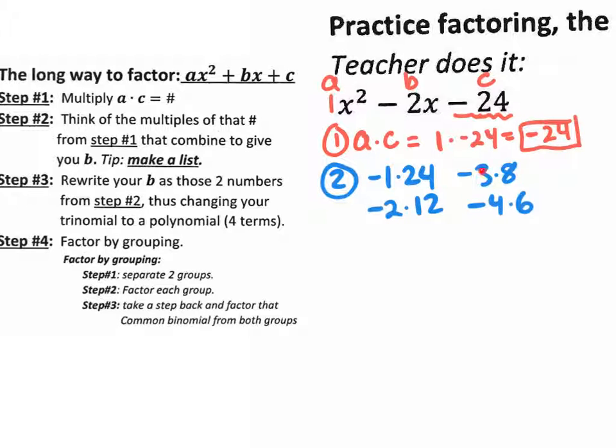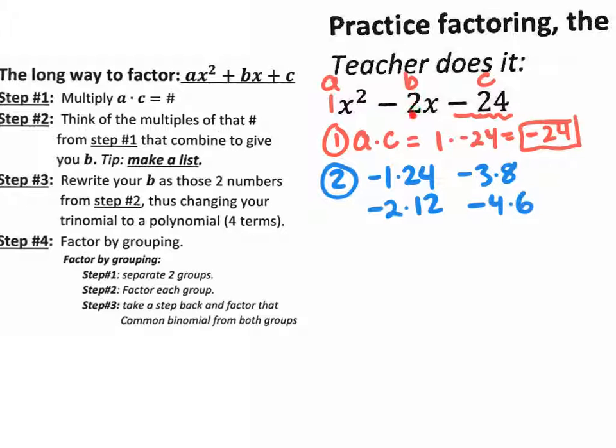Which of these pairs of numbers combine to give me my B value, negative 2? It's kind of weird because we're supposed to be multiplying, but if I go negative 1 plus 24, I get 23. Is that middle value 23? No. If I combine negative 2 and 12, I get 10. Is that middle value 10? No, it's not. If I combine negative 3 and 8, that'll give me 5. Is that middle value 5? No. How about negative 4 and 6? If I combine that, it gives me a positive 2.